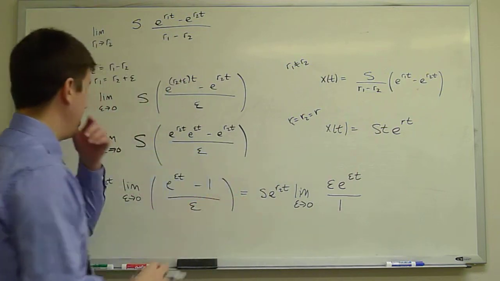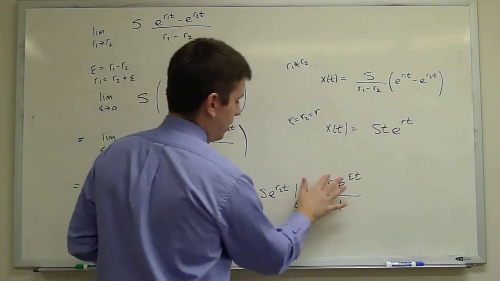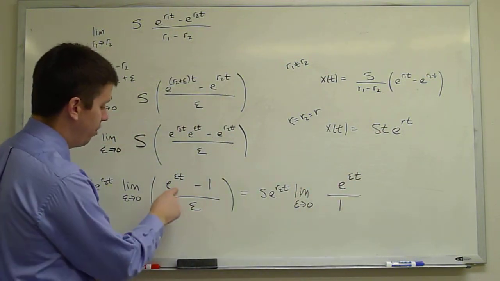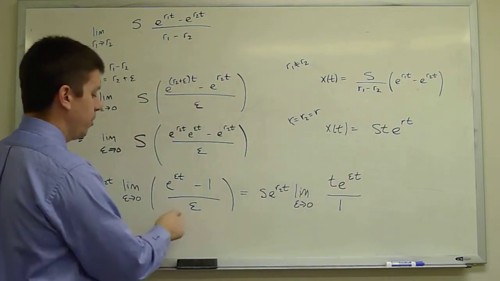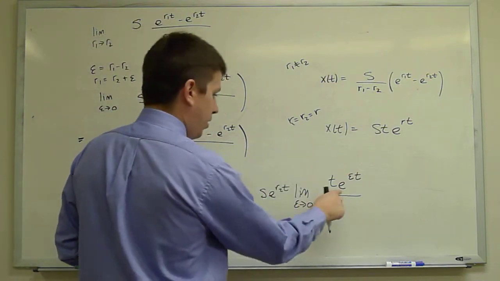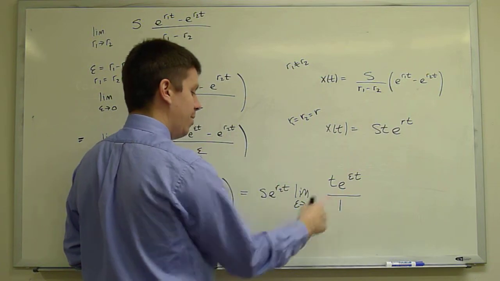L'Hopital's rule: we take the derivative with respect to epsilon of the top and the bottom. Epsilon is the thing going to 0. We take the derivative with respect to epsilon of the top, we get t e to the epsilon t. We take the derivative with respect to epsilon of the bottom, we get 1. And this limit, as epsilon goes to 0, is perfectly well defined. Epsilon goes to 0, the top goes to t, the bottom goes to 1.